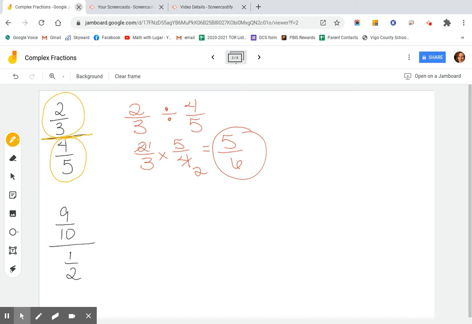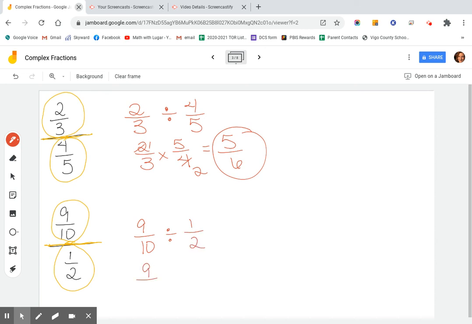So identify the fraction bar that looks to be a little bit longer or bigger or bolder. Then put one circle around everything on the top, one circle around everything on the bottom. There's your snowman. Whatever was on the top, write that down, 9/10. The snowman's arms, that fraction bar represents division. And then write down what was on the bottom.